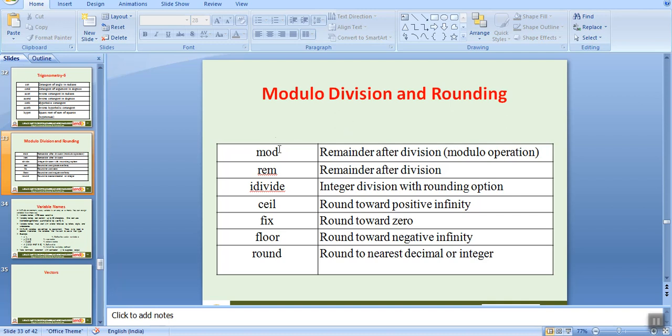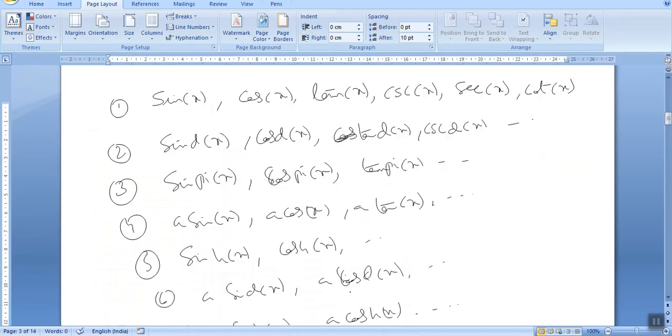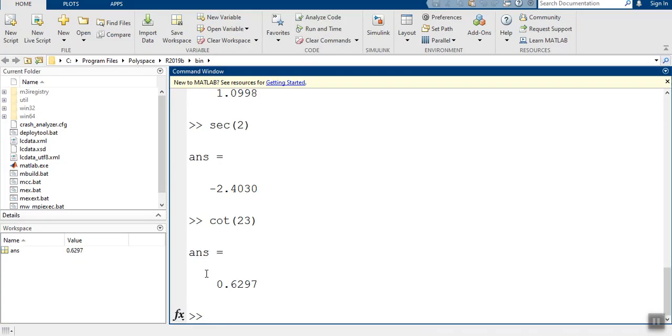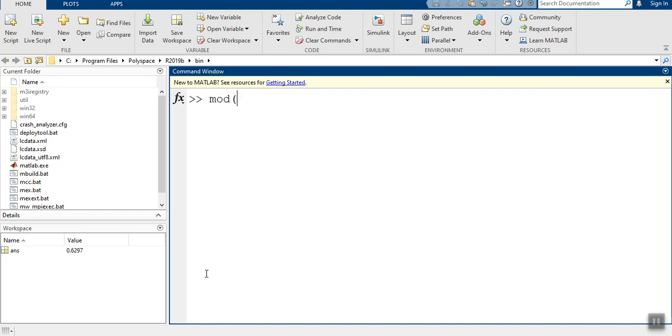Now coming to the mod function, a very important function. We will discuss one by one. Another function, the mod function, the modulus function. Now try to understand, very easy.